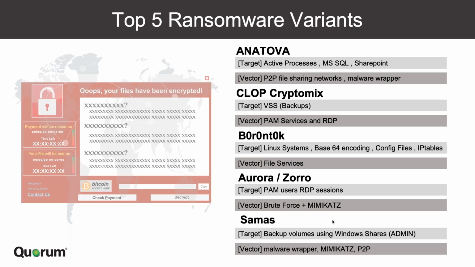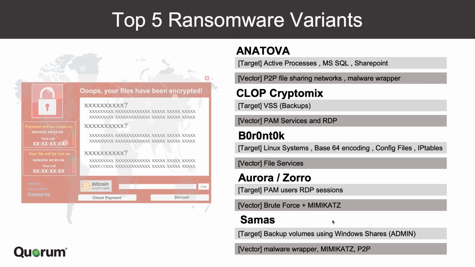Now, the last one, Samas. This has actually been around for a while. It seems like it keeps going away and coming back. It specifically hunts for backups that reside on Windows systems, specifically on admin shares. There are still a few backup technologies on the market that put their backup repository on a Windows share, and Samas goes out and finds those and will lock the actual backup data themselves. The other interesting thing about Samas is that it is another one that is partnered with Mimikatz and even brute force. So these are the 5 that we came up with.